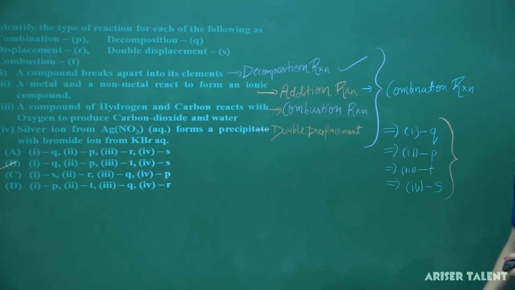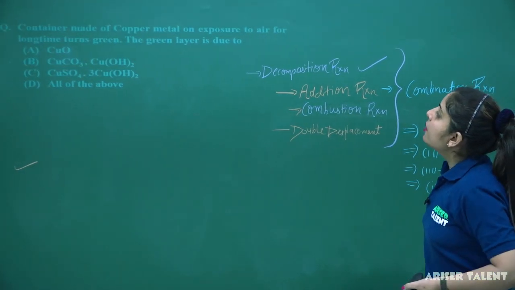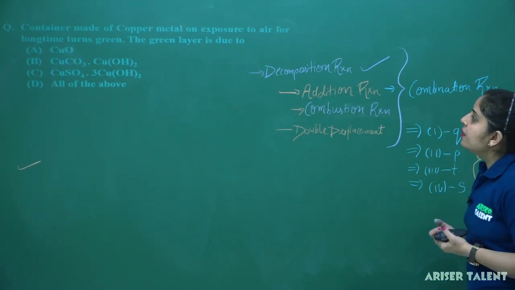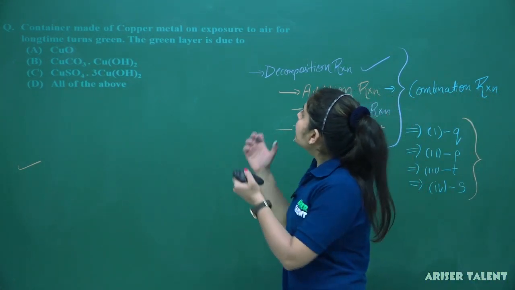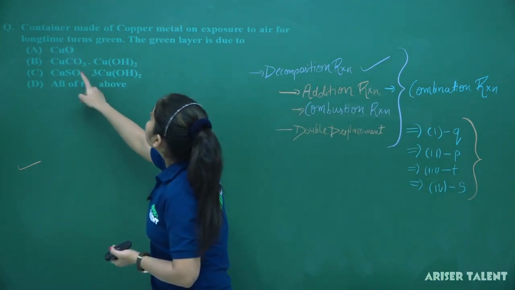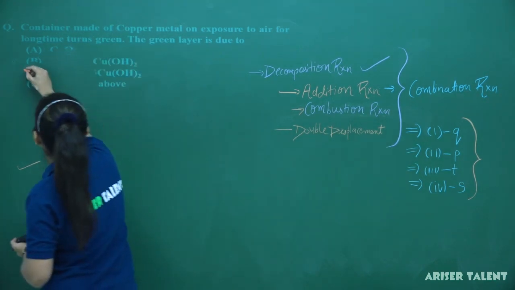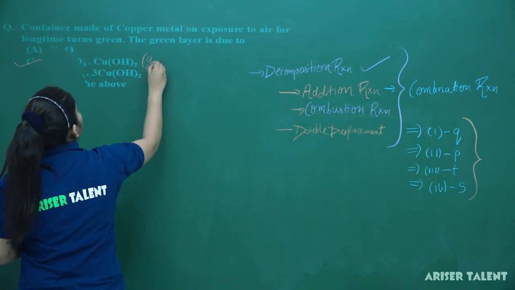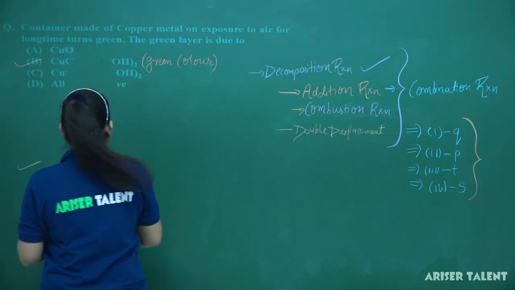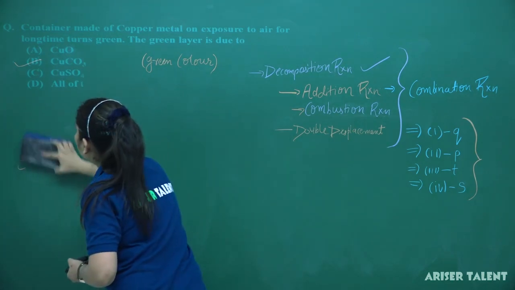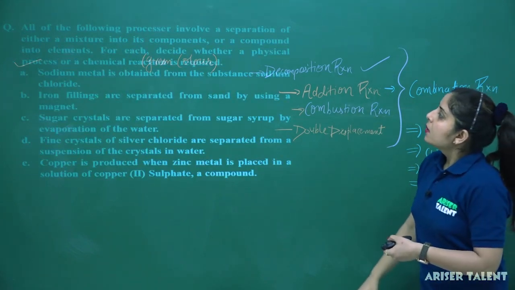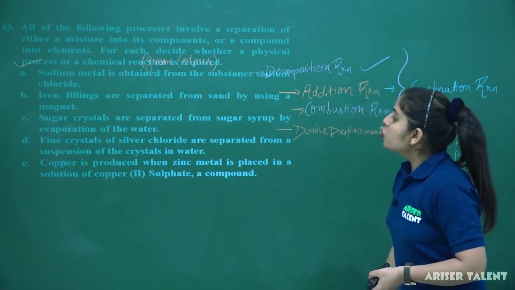Now, we are on our next question. A container made of copper metal on exposure to air for a long time turns green. The green layer is due to... It means if the container of copper reacts with oxygen, what is it going to form? It will form CuCO3.Cu(OH)2, which is a green colored coating. So, this green color coating will be formed. So, the compound will be CuCO3.Cu(OH)2.